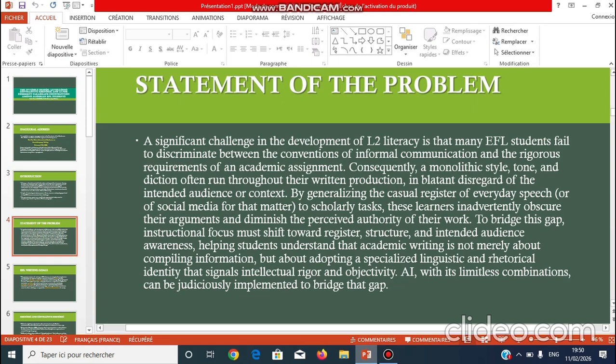To bridge this gap, instructional focus must shift toward register, structure, and intended audience awareness, helping students understand that academic writing is not merely about compiling information, but about adopting a specialized linguistic and rhetorical identity that signals intellectual rigor and objectivity. AI, with its limitless combinations, can be judiciously implemented to bridge that gap.